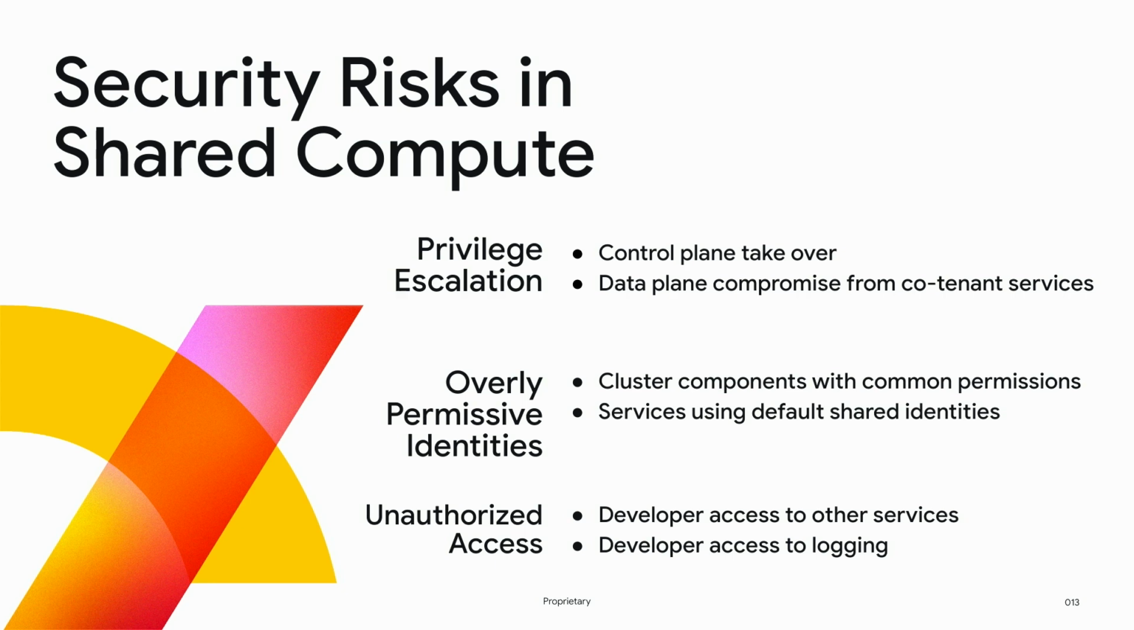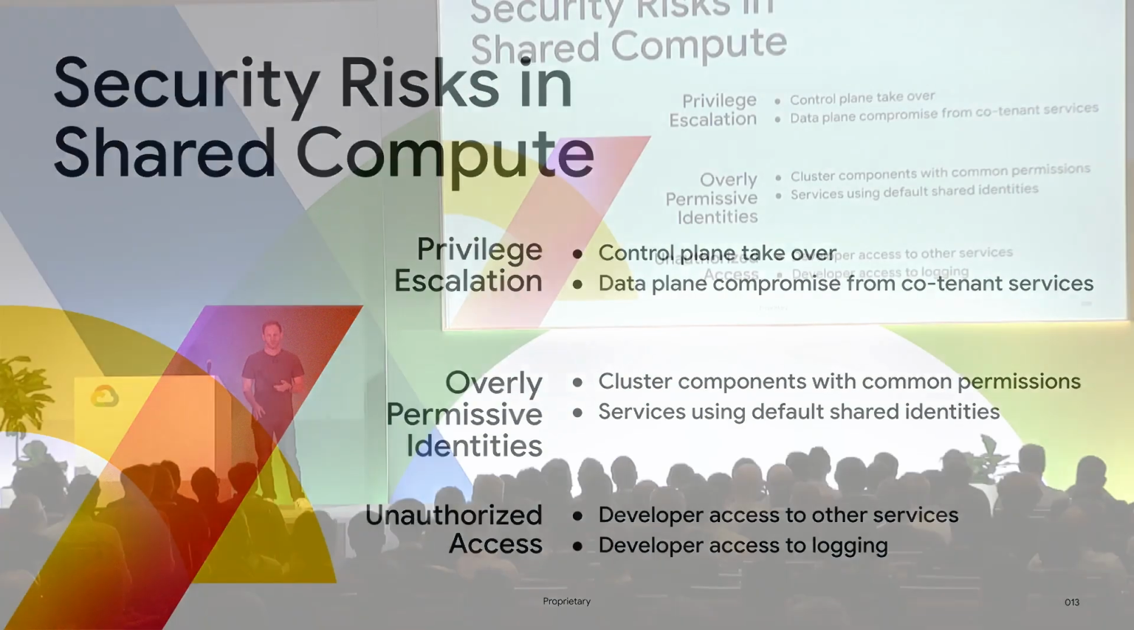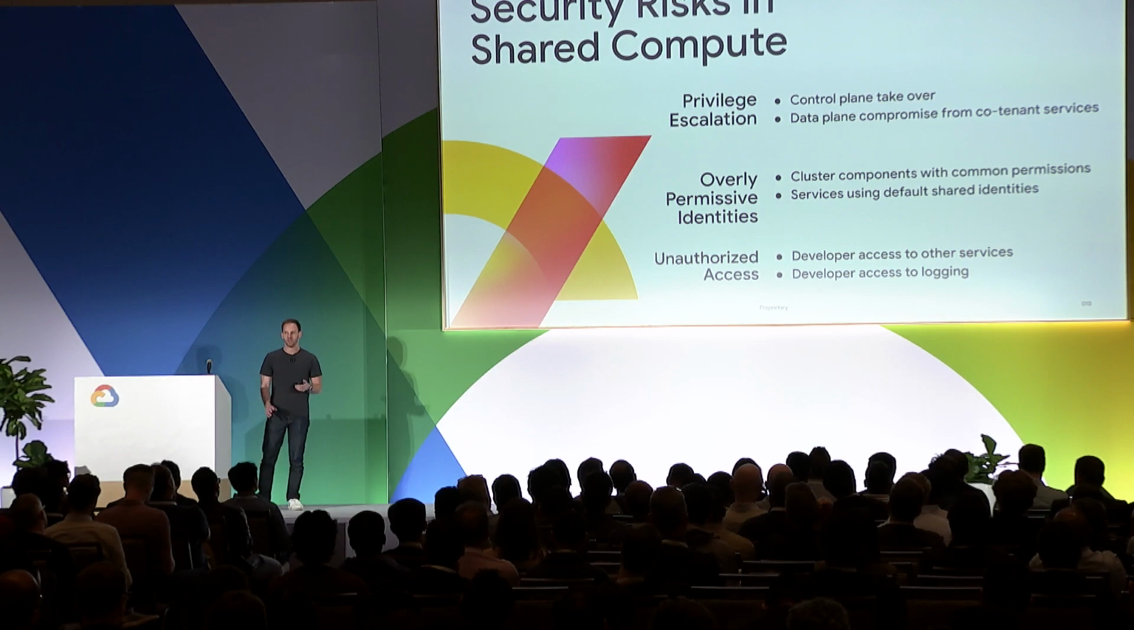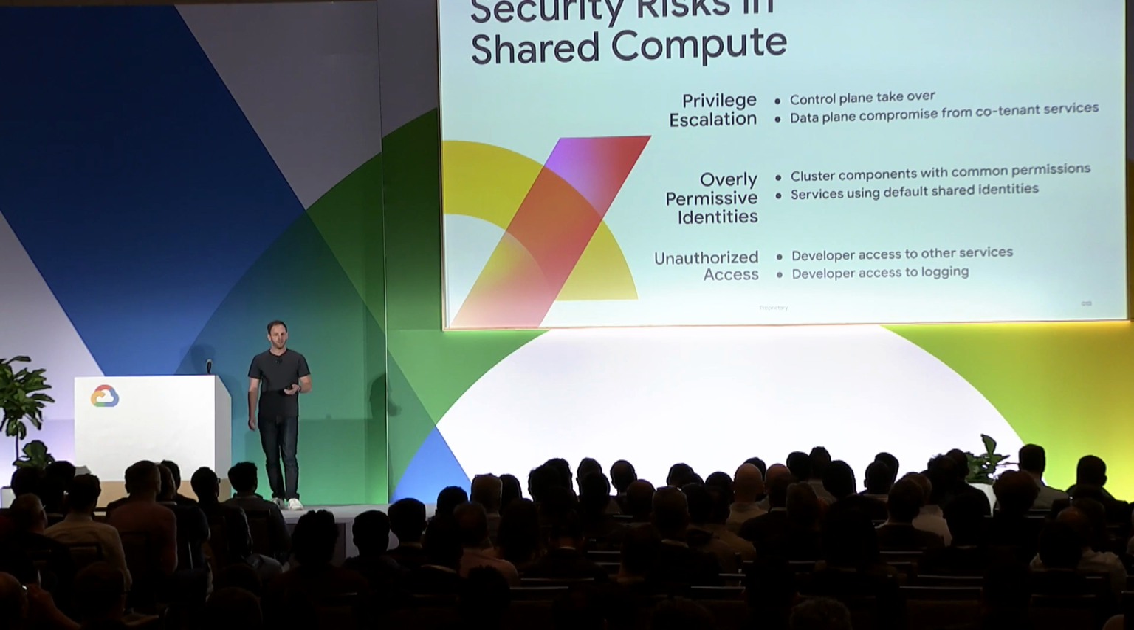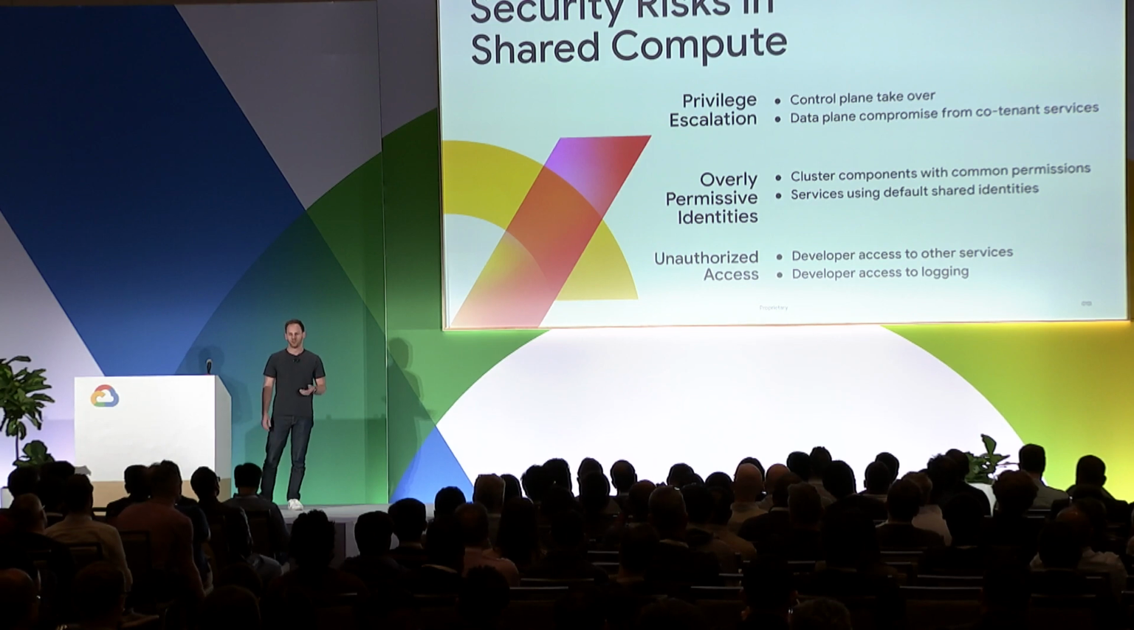Another risk is the use of overly permissive identities. By default, Kubernetes uses the node identity for all services. All tenant-required permissions need to be given to the node. This does not follow the least privilege principle, as services will share each other's permissions to cloud resources.